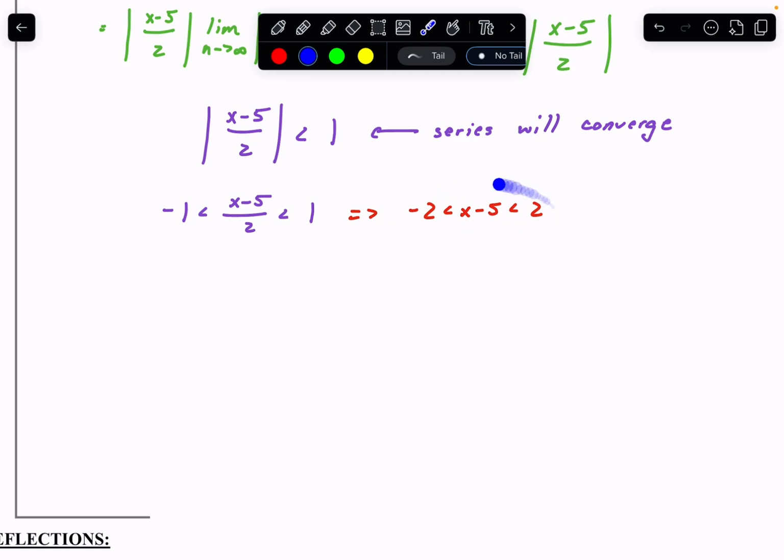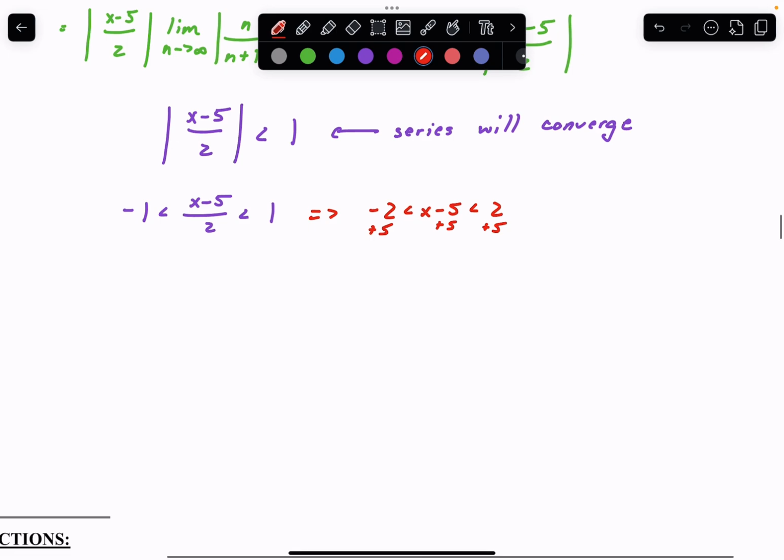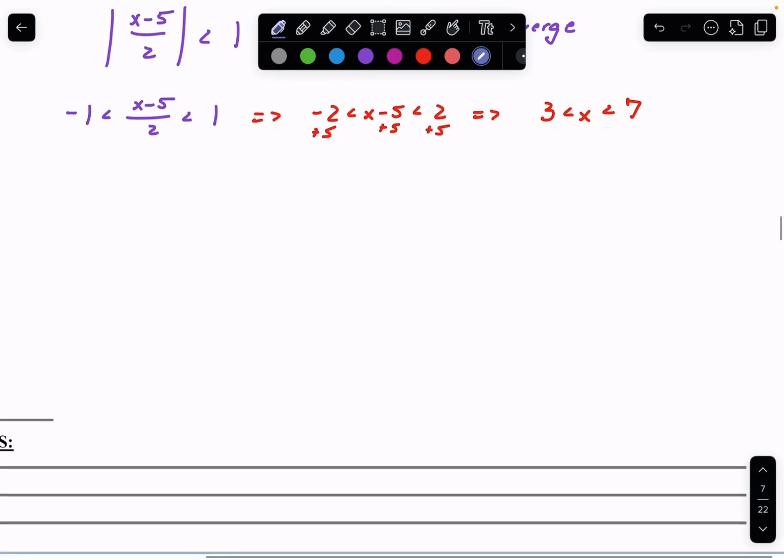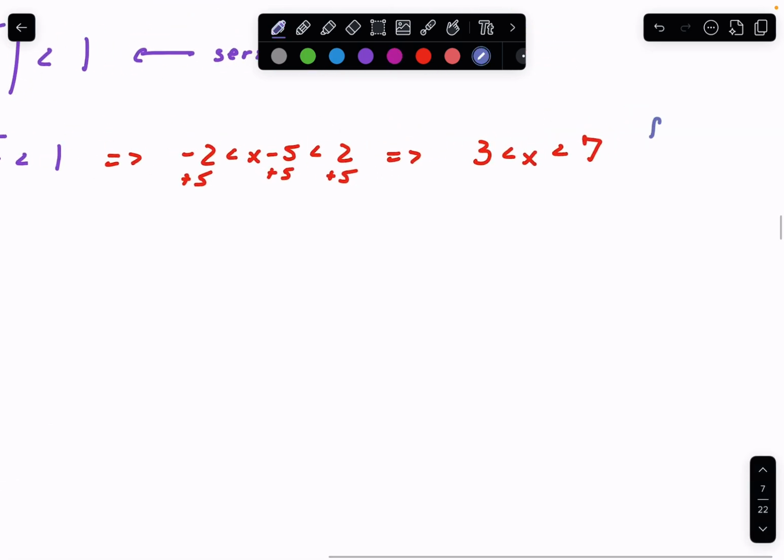I'm setting this up as one inequality, but I could easily just do 2 of these if that's what I needed to do. And then we're going to add 5 to both sides. So we have 3 is less than x, which is less than 7. Now, this is kind of the interval, right? It's the framework. Let me make that note. This is the framework for the interval of convergence.